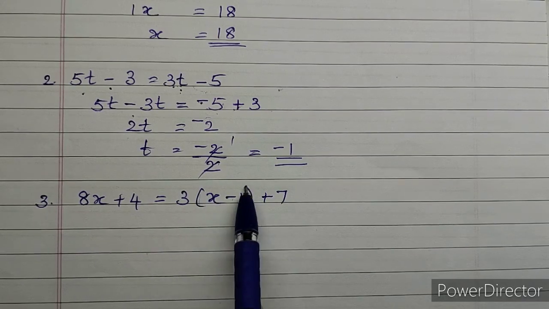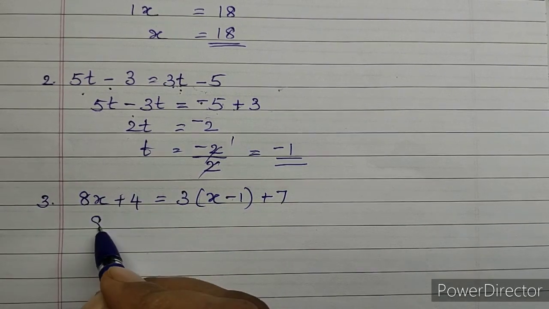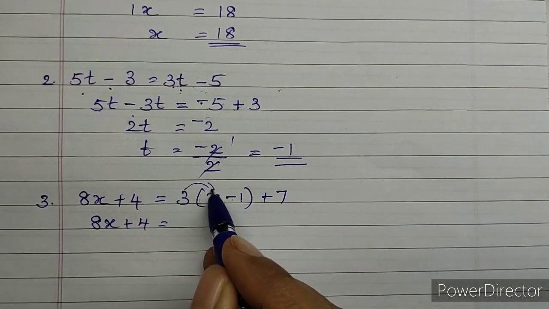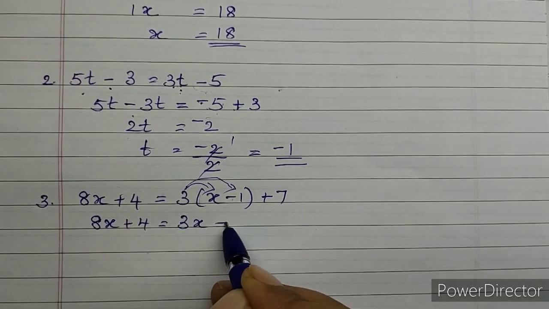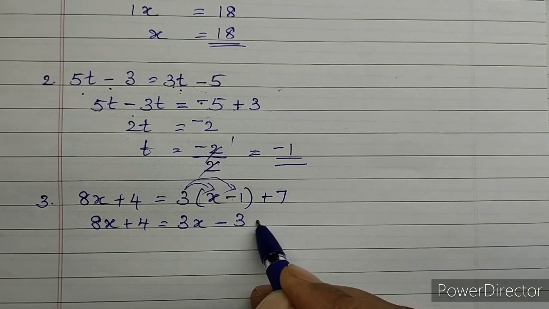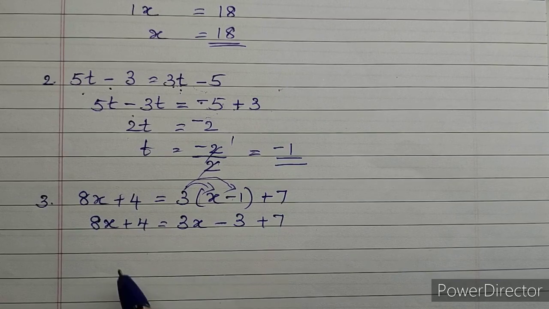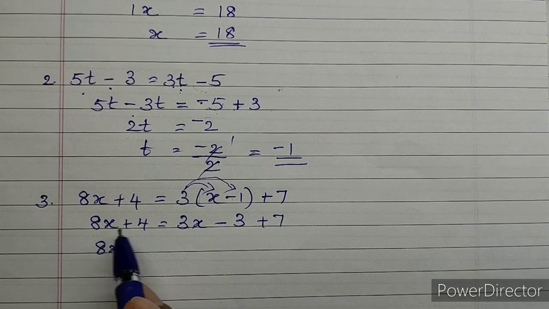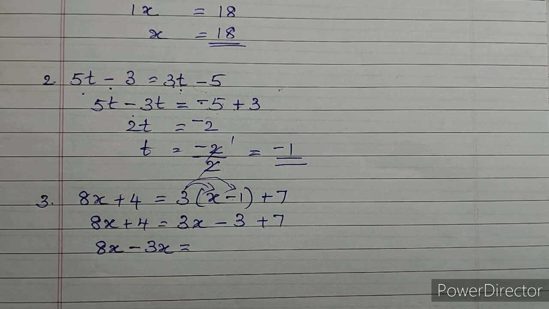So here first you have to open the bracket. LHS portion you have to keep as it is: 8x plus 4 equals 3 into x and 3 into minus 1. So 3x minus 3 into 1, it is 3, plus 7. Now bring the x variables together. So that is 8x. This 3x you have to bring to the LHS side, so it will change the sign: minus 3x equals.